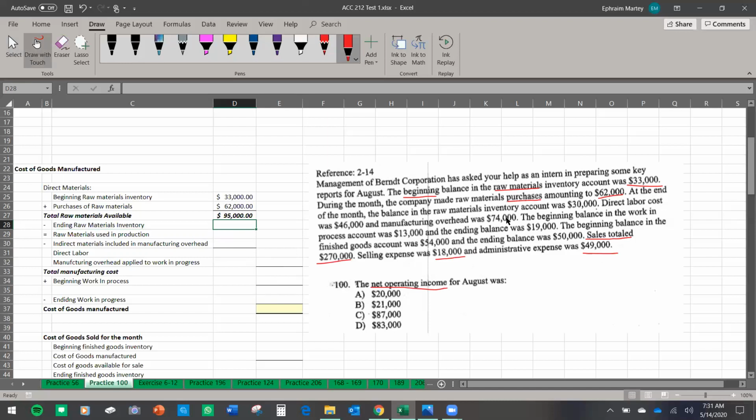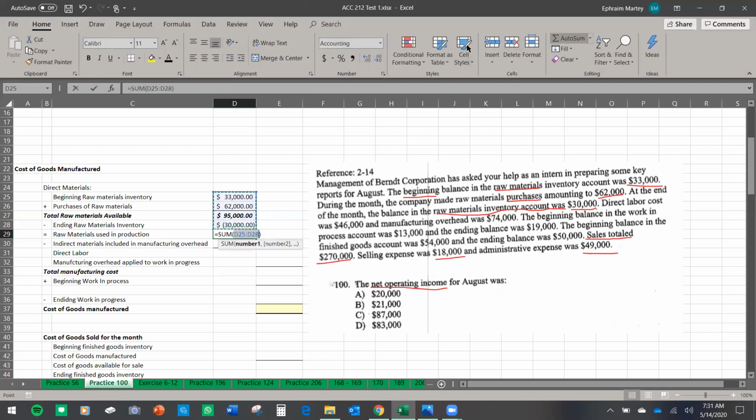Let's see here. It says the raw materials inventory account was, and was means that was the ending, 30,000. So we're going to subtract it. That becomes a minus, and then we add those two together. We only need to add these two, and we have 65,000.